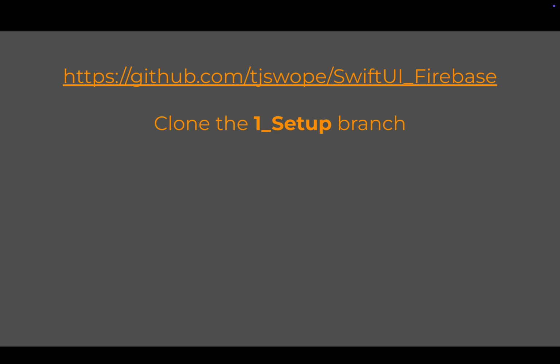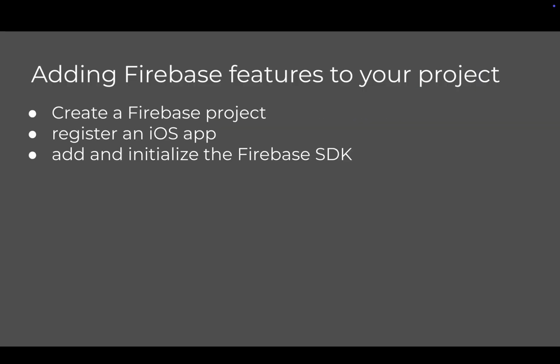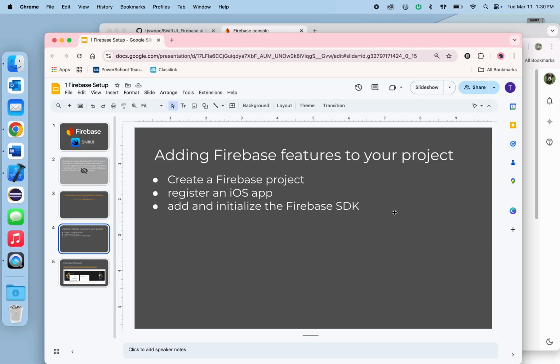Make sure that you clone the branch 1_setup if you're going to be working along with me. I'll trust that you know how to do that. Three things that we're going to try to accomplish. We're going to create a Firebase project and register an iOS app. Those will both be done in Firebase console. And the third thing we're going to do is add and initialize a Firebase SDK, and that will be done in Xcode.